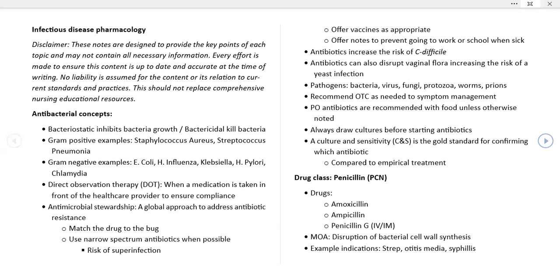Most PO antibiotic medications should be taken with food, and you do need to educate patients about that, and that's to prevent any GI adverse effects. There are going to be some exceptions to that we'll discuss.